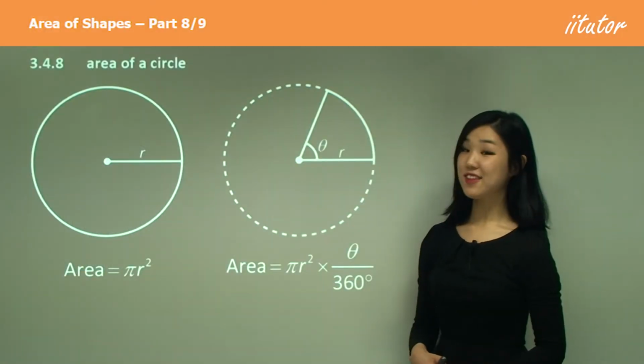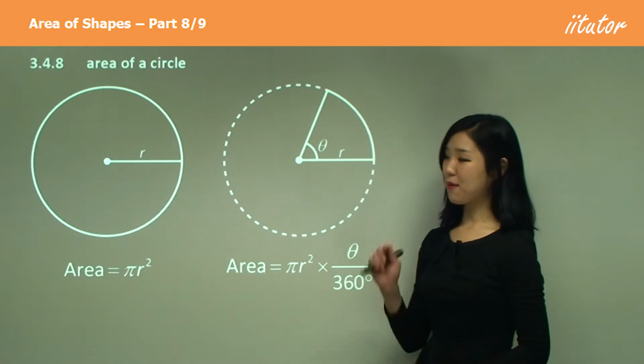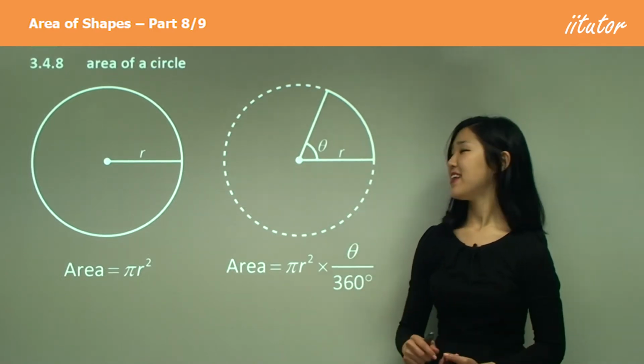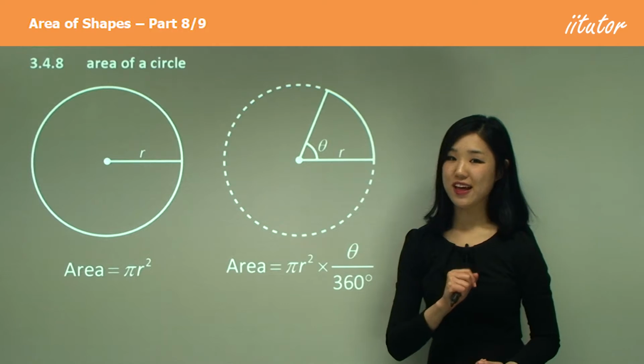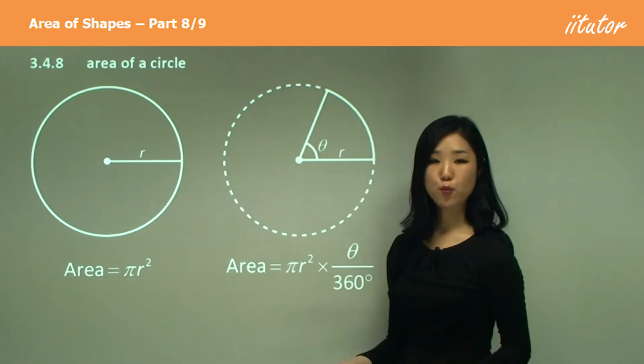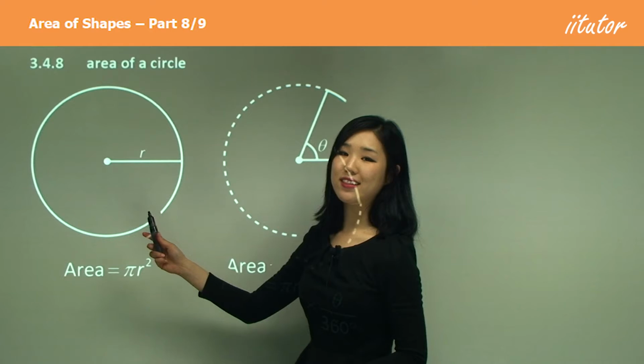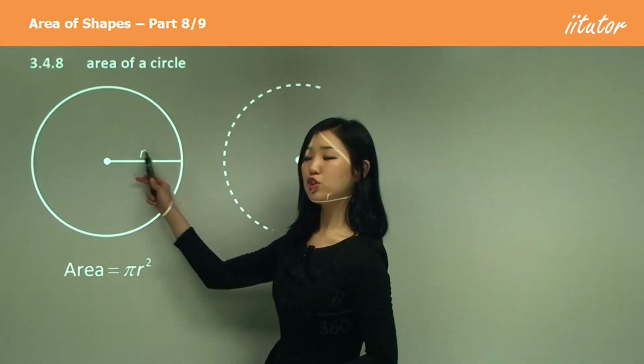Now we're going to be looking at circles. I'm going to teach you different ways of calculating the area of a circle. First of all, start over here on the left. You can see that's just a full normal circle with the radius r. Remember, the radius is always the length from the center of the circle to the circumference.